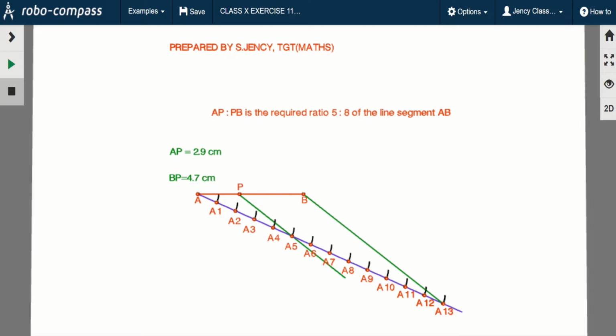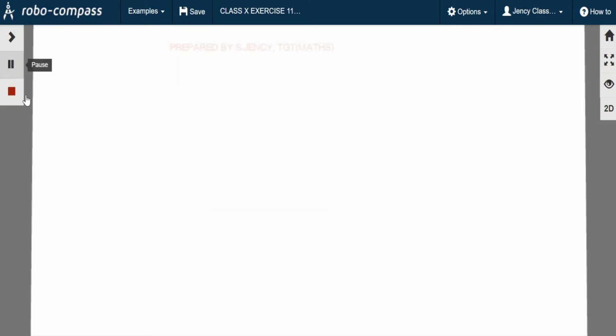They have given, we have to draw one line segment of 7.6 centimeter. After that, we have to divide that line segment in the 5:8 ratio. Then we have to measure those two parts, which means in the ratio two parts are there now. One is 5, another is 8. So we have to divide those two parts. That is the question. So now listen here.